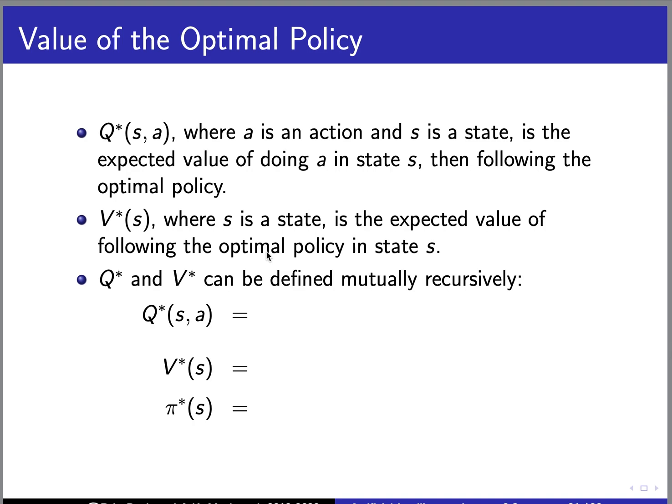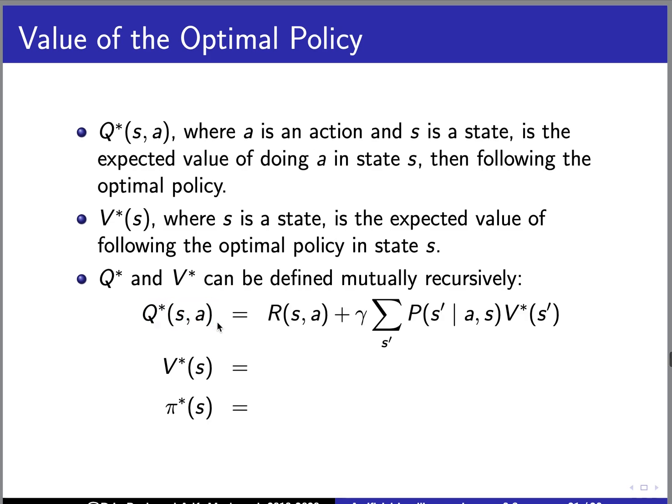Well, it turns out we can again define these mutually recursively. And it turns out that Q star of S and A is exactly the same thing as before, which is the reward of S and A plus this discounted thing. The only difference from the previous one is we're now going to follow the optimal policy after doing A. So it's V star of S.